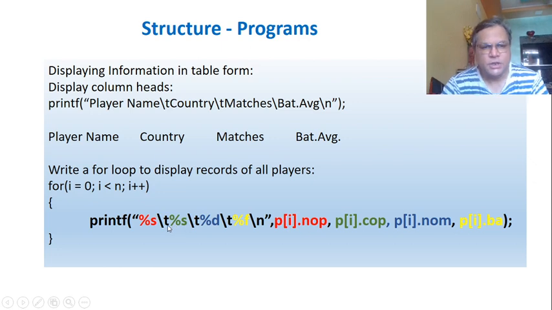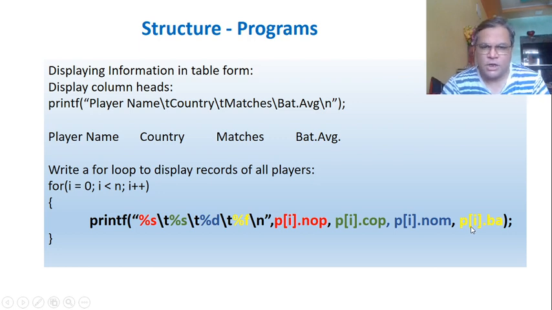Then I will use the \t escape sequence to generate a space. Then I will use a second format specifier, that is again %s, because I want to display the string present in the field cop, that is the country of the player. When I is 0, this will display p0.cop, that is the country of the first player. Then again space will be generated. Then the third format specifier I will use is %d to display the decimal value of number of matches played, nom, and this will display the value of p0.nom. The last format specifier that I will use is %f. This will display the batting average, which is a float value of p0.